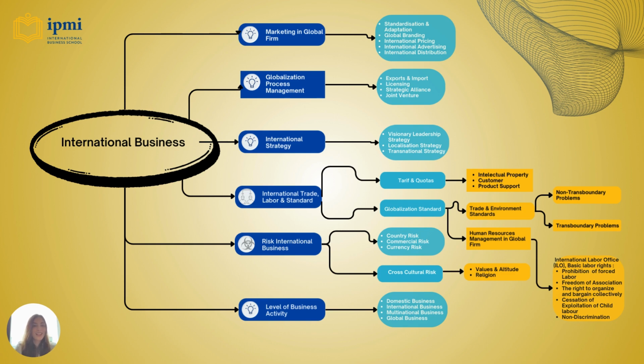Now let's see the slide we have here. Here we have marketing in global firms, globalization process management, international strategy, international trade and labor and standard, risk in international business, level of business activities. These are all included in international business, and we have so much more here.